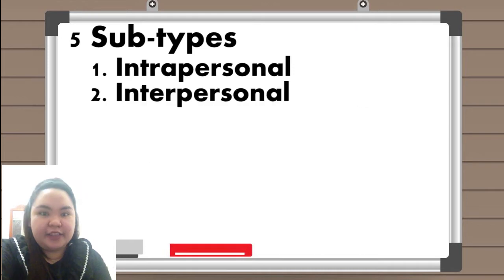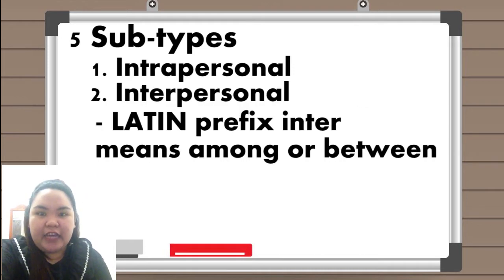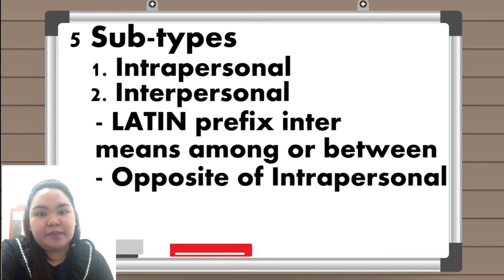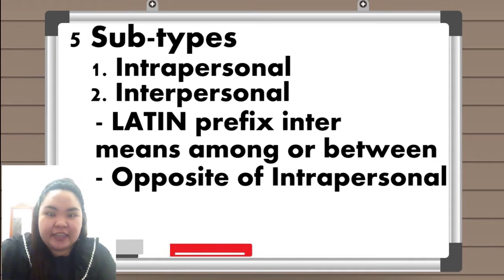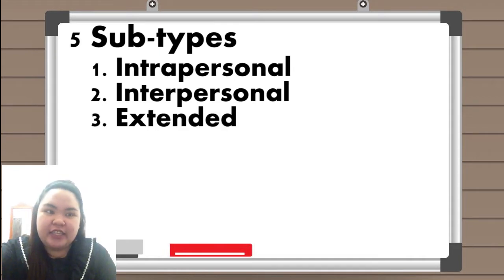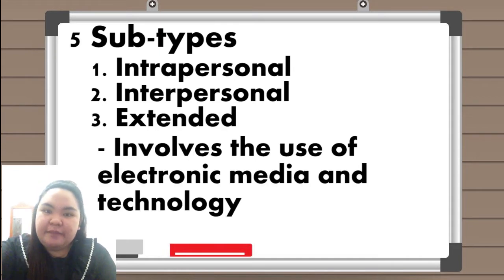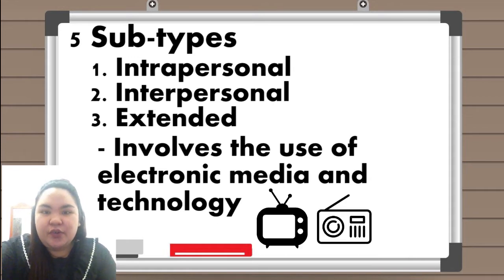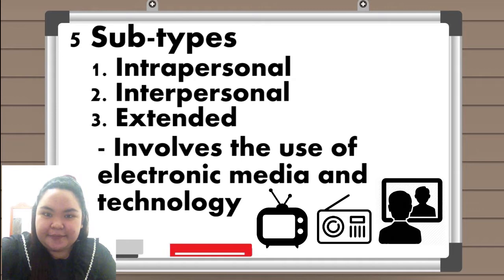Number 2 is interpersonal. It comes from the Latin prefix inter, which means among or between. It is the opposite of intrapersonal because it is all about socializing and the interactive exchange of communication. Number 3, extended communication. It involves the use of electronic media and technology like television, radio, and video conferencing.